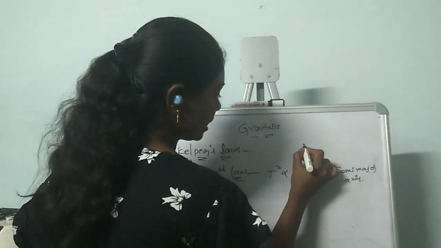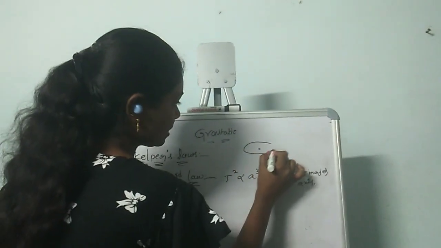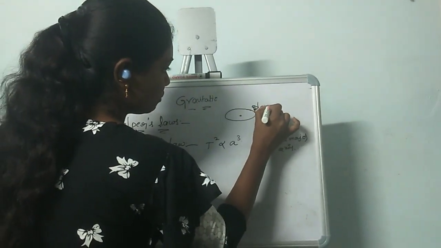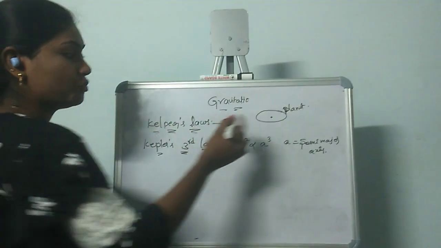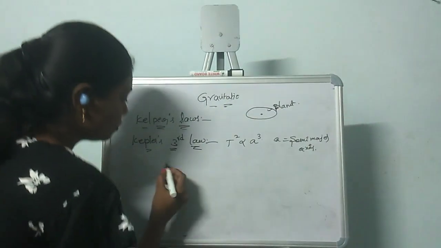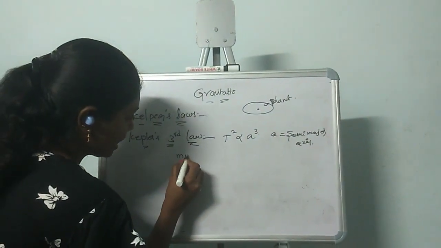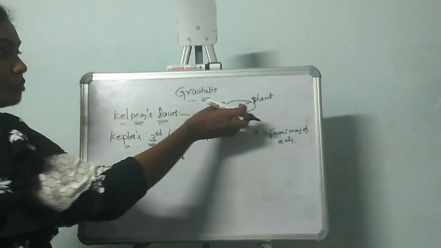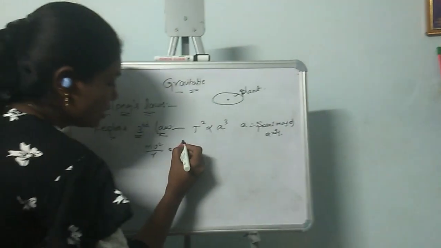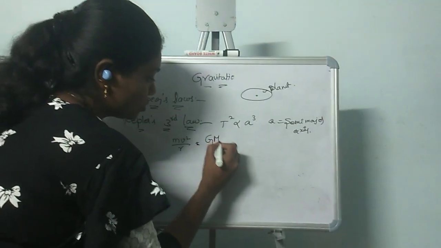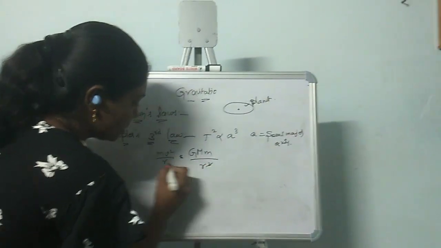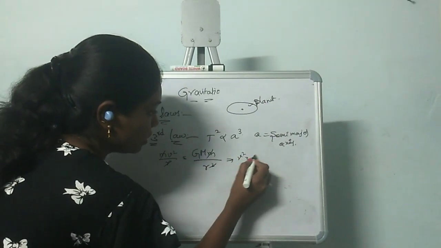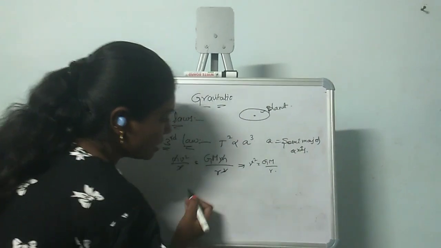So we just take a sun, and around that sun one planet revolves in an elliptical path. Then we have a centripetal force towards the sun. So we take centripetal force m v square by r, that equals the gravitational force acting between this planet and sun, that equals G M m by r square. The m's get cancelled, v square equals GM by r.